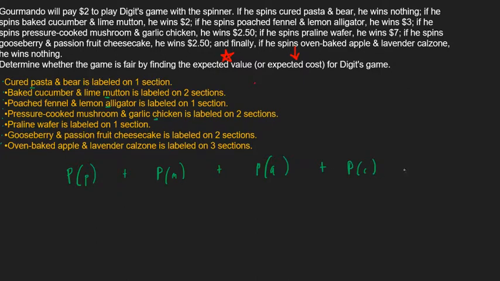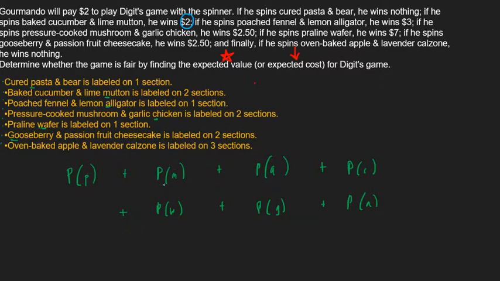I'm going to write a little closer together now. Wafer, probability of the wafer, plus let's do G for gooseberry, and let's do A for apple and lavender calzone. So first thing I'm going to do is, notice I'm just setting up kind of a skeleton, and then I'm going to multiply out in front of it the numerical, the money value.